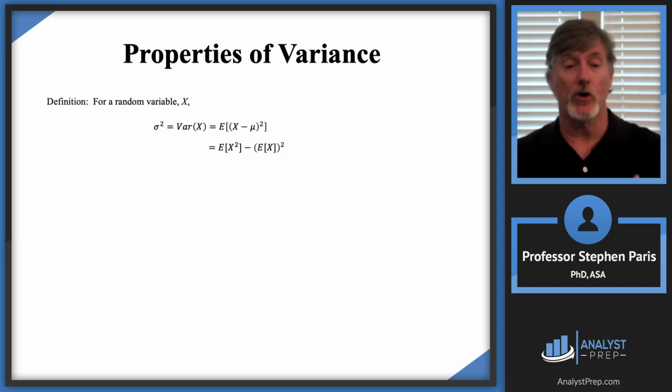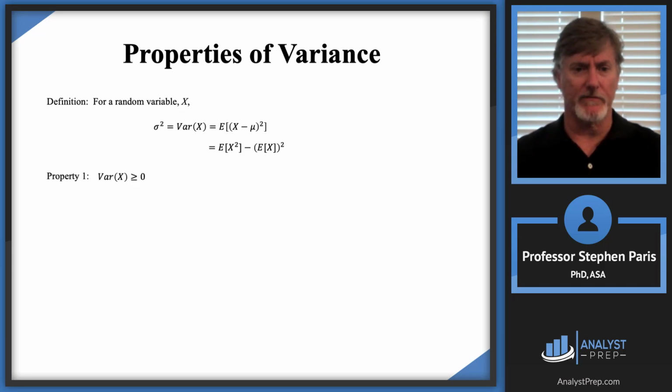And then we showed in a previous video, just using some algebra and the fact that expectation is a linear operator, that there's also another way we could calculate the variance, by taking the second moment and subtracting the square of the first moment.